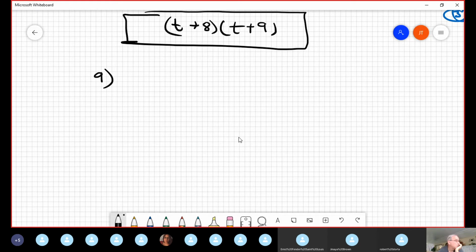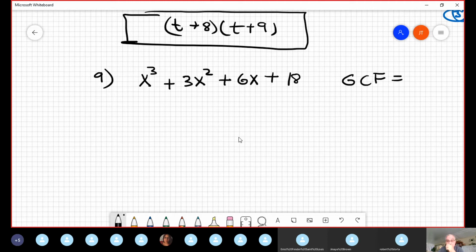Number 9 is x cubed plus 3x squared plus 6x plus 18. Okay. A total GCF does not exist. In between these, no. But by couples, maybe yes.